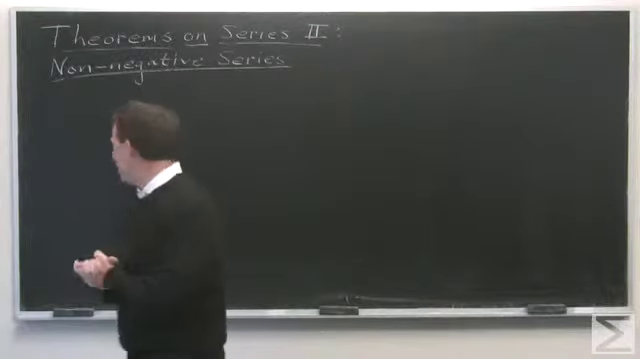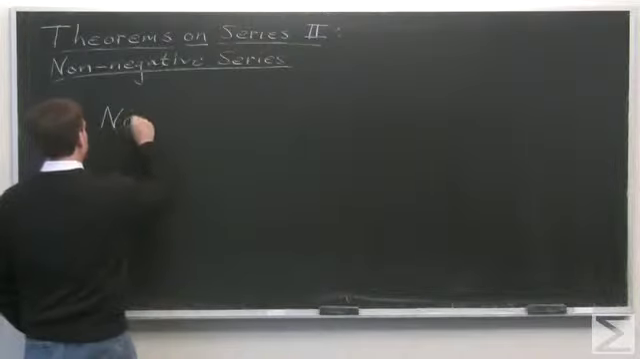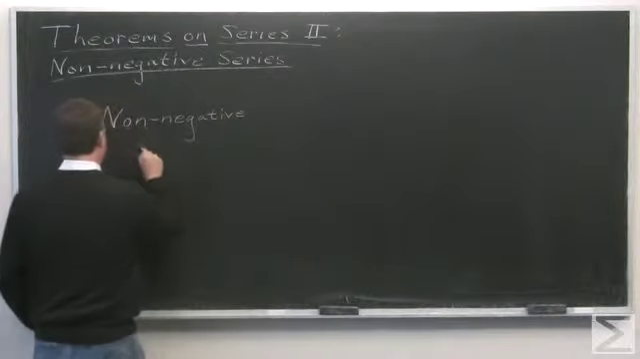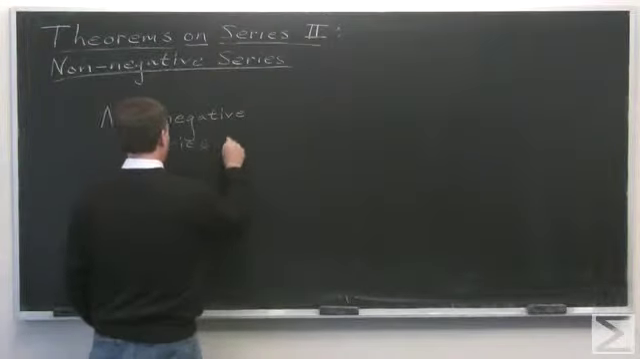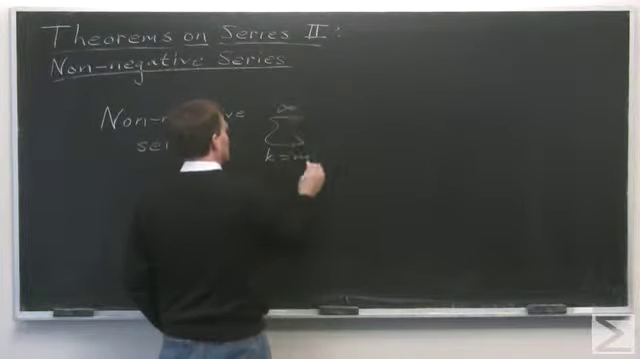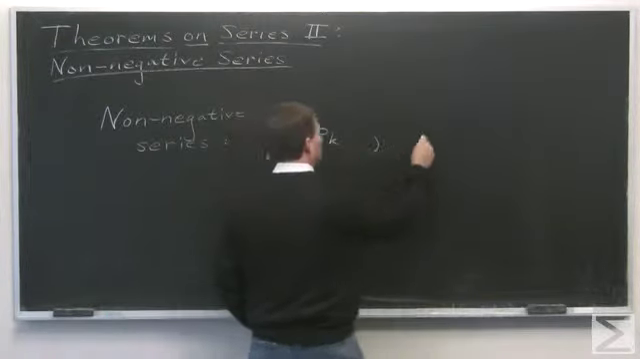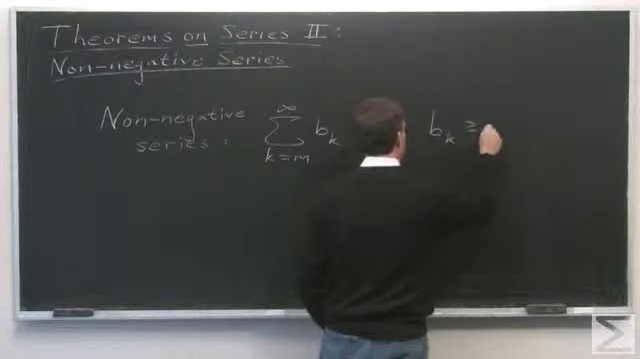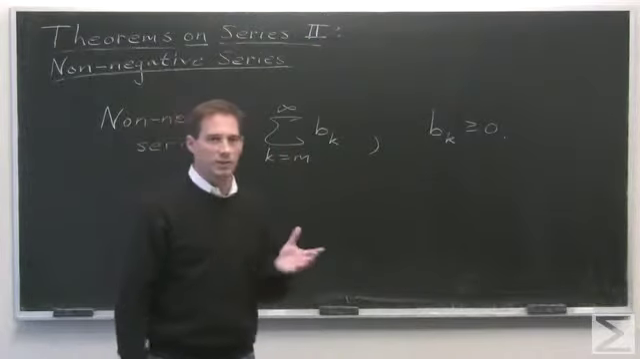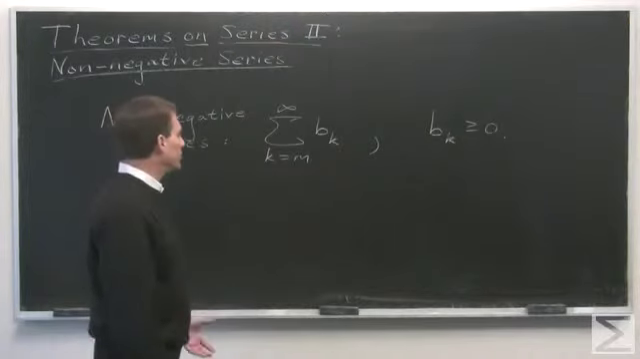All right, a non-negative series. It is what I said. You have an infinite series starting at some initial index m, and all the b_k's are greater than or equal to 0. It may be somewhat mystifying to you initially why these would be any easier to deal with than series in which you allow positive and negative terms.